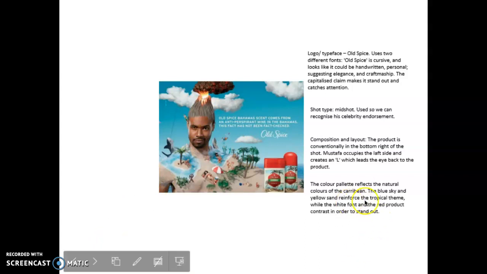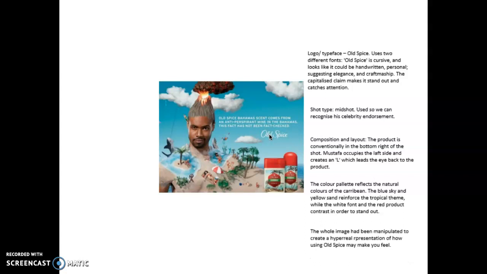Okay, the color palette. There are natural colors of the Caribbean, blue sky, yellow sand, and that reinforces a tropical theme. And then the white font and the red product stand out in contrast to those relatively natural colors. The whole image, as we can see, has been over-manipulated to create this hyper-real representation of Old Spice, literally blowing your mind, making you strong enough to catch a shark, making you so sexually attractive that beautiful women will sunbathe on your chest. It's a complete over-representation of some pretty conventional adverts.